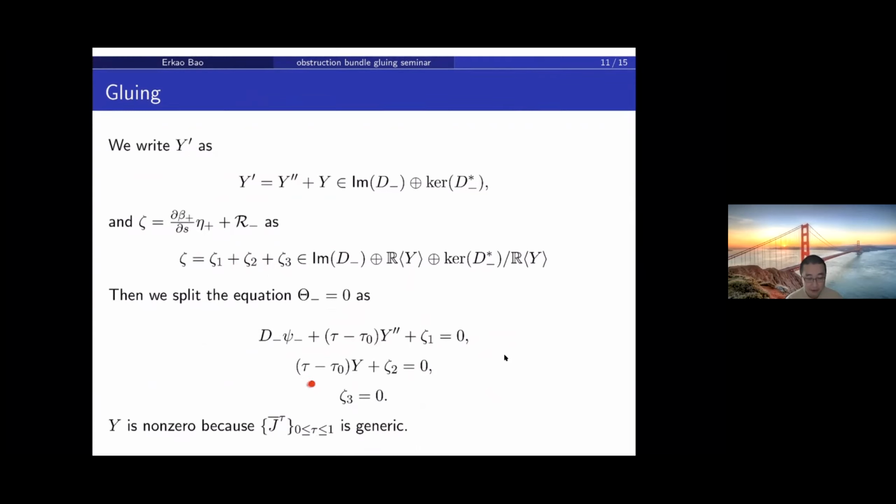So that can also be solved. And so what's left is those three terms. So you want to solve this, but this one is not always solvable. So this will be the obstruction section.